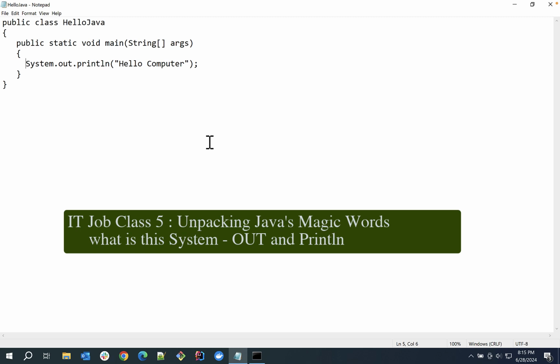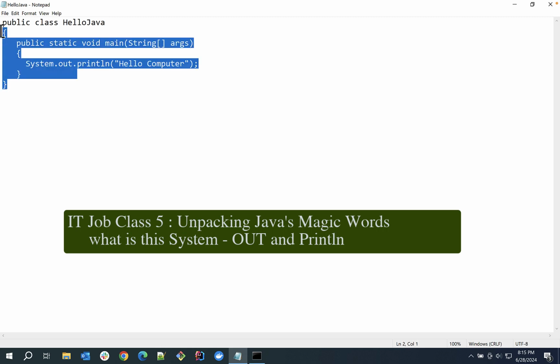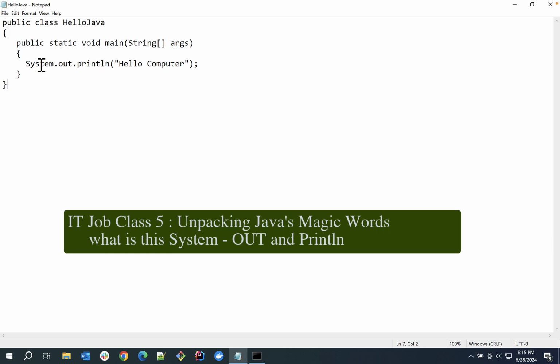In the last class, we saw how to write very basic Java code, a class file, which we processed through the Java compiler and then ran. Now in this class, we will try to understand the words that we actually wrote. What is the purpose? Why are we using these things?